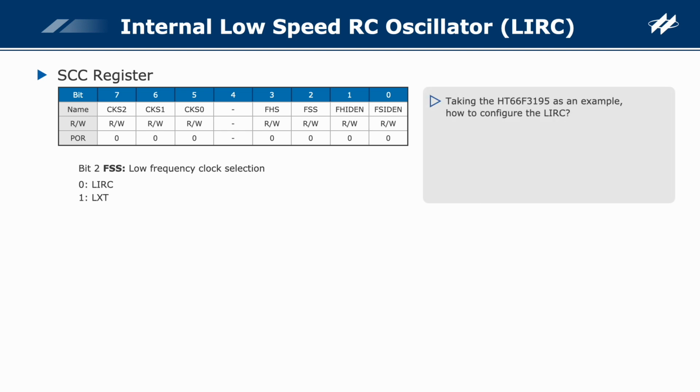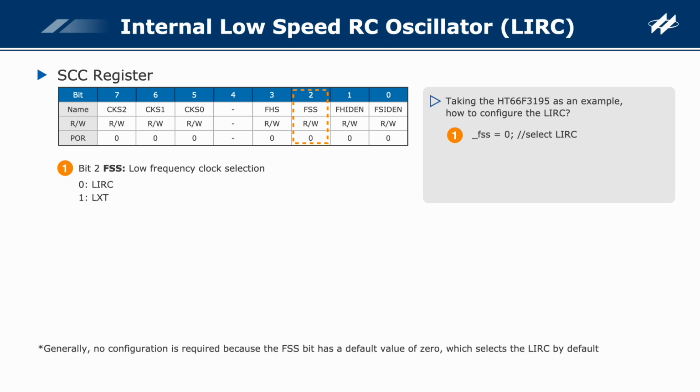Take the HT66F3195 as an example. The internal low-speed RC oscillator can be used as the low-frequency clock source by clearing the FSS bit to 0. Generally, no configuration is required because the FSS bit has a default value of 0, which means that the internal low-speed RC oscillator is selected by default.